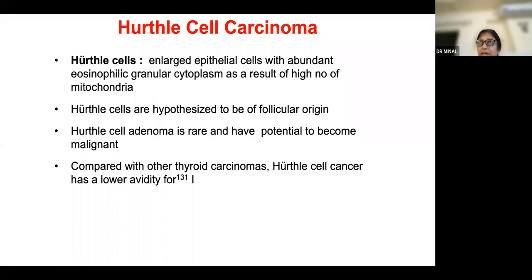These are the commonest variants. Now the very rare variants, that is the Hurthle cell variant. Hurthle cell carcinomas or Hurthle cell variants, they are enlarged epithelial cells with abundant eosinophilic granular cytoplasm as a result of high number of mitochondria. Hurthle cells are hypothesized to be of follicular origin. Hurthle cell adenoma is rare and has the potential to become malignant. Compared with other thyroid carcinomas, they have a lower avidity for iodine 131. So they are a variant of the follicular carcinomas.